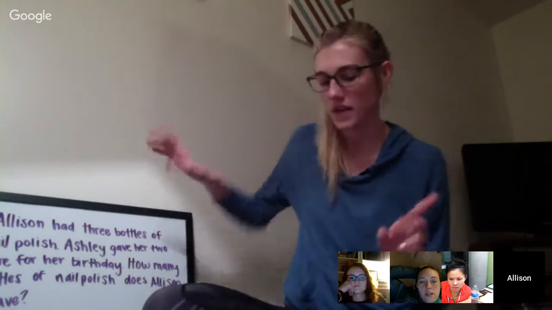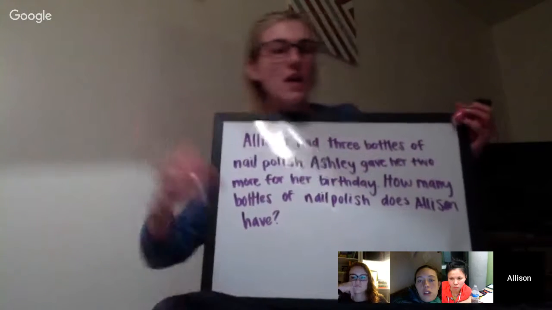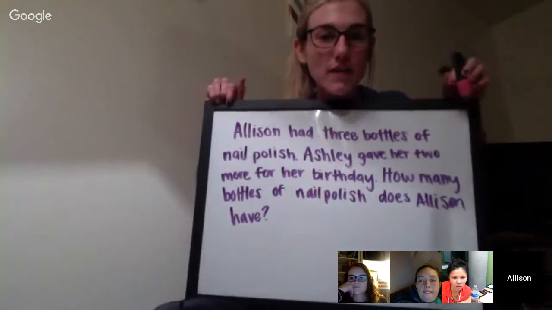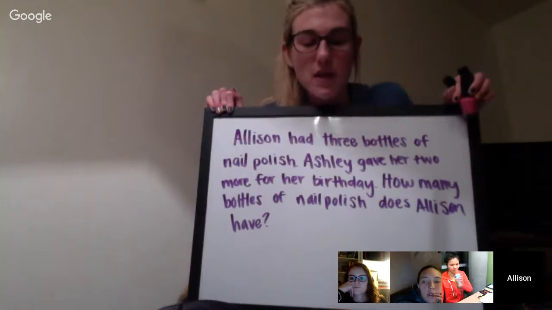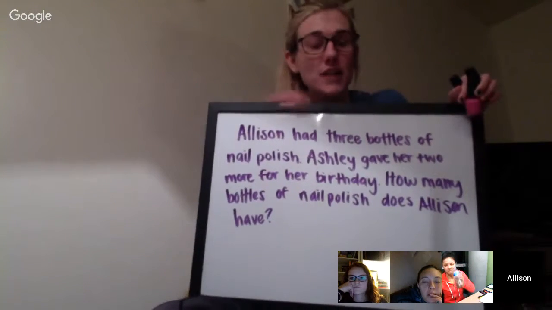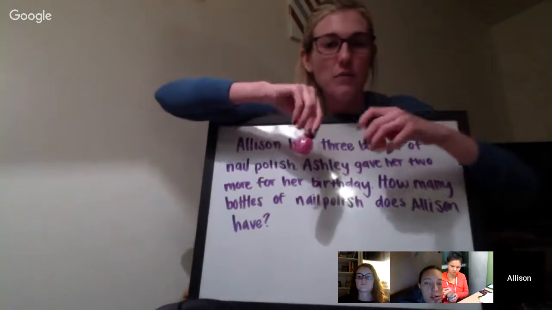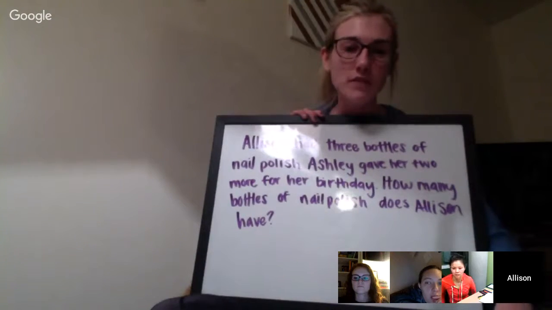So I would first model with the students and have them do the nail polish. I have the story on the board again. I would read it aloud, and it says Allison has 3 bottles of nail polish. Ashley gave her 2 more for her birthday. How many bottles of nail polish does Allison have? And then I have the props, and I would have 2 students act it out, one be Allison and one be Ashley, and hand them over and count up how many we had. So that's the first means of representation.